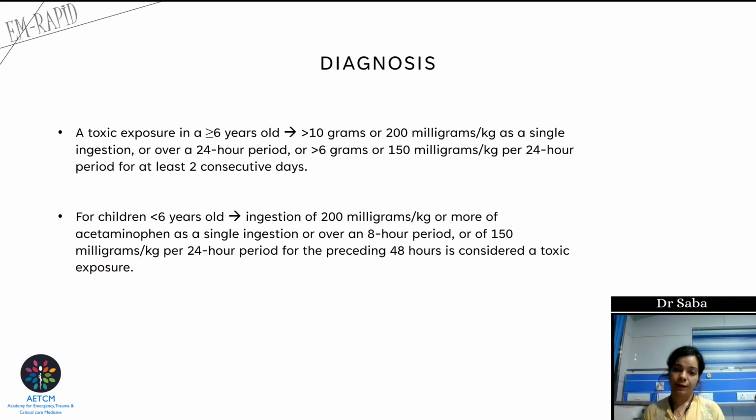Now, moving on to the diagnosis, once we've understood the metabolism of acetaminophen in the body and we've also dealt with the clinical features, we need to identify, and for identification, first we need to know what is the toxic level in the body. A toxic exposure for anybody more than 6 years of age will be more than 10 grams or 200 milligram per kg as a single ingestion or over a 24-hour period, or it should be more than 6 grams or 150 milligram per kg per 24-hour period for at least 2 consecutive days.